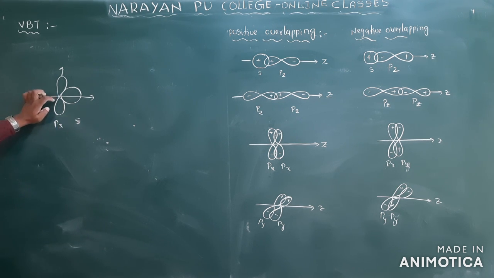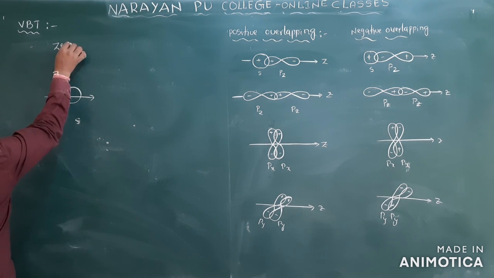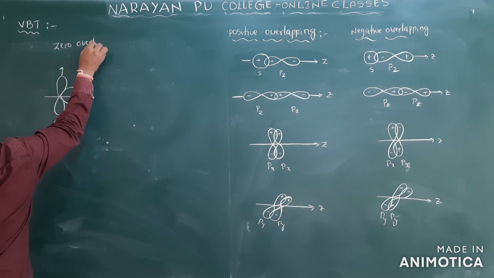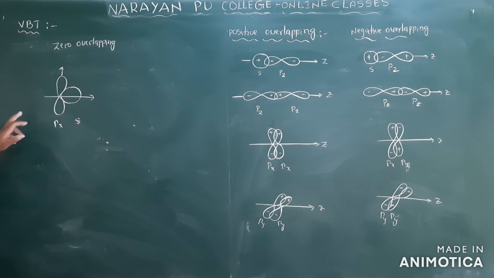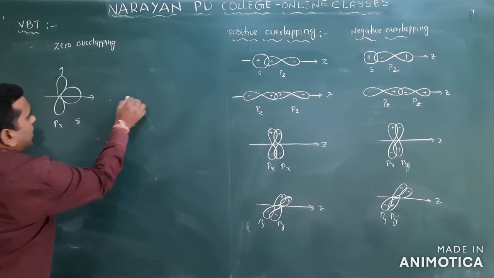Is there any overlapping here? There is no chance of overlapping here. So here it is just connecting, touching. That's only. So it is not zero overlap. Zero overlapping. Clear, what is Px? Or you can say Py also, it won't take.